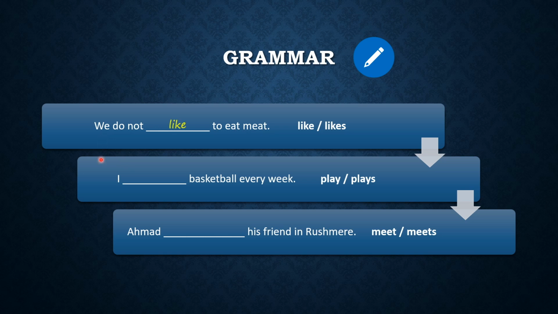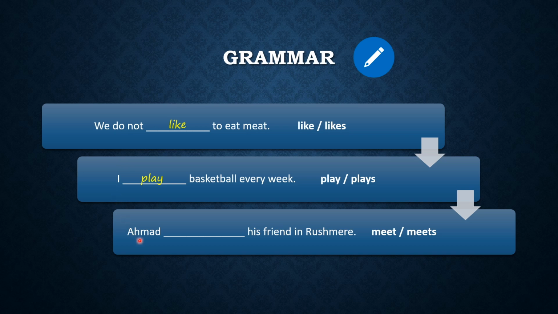We move to the second example. We have I blank basketball every week. The options are play or plays. Going back to the subject, we see that we have an I. So again, I, you, we, they. We just need a verb. So it's I play.